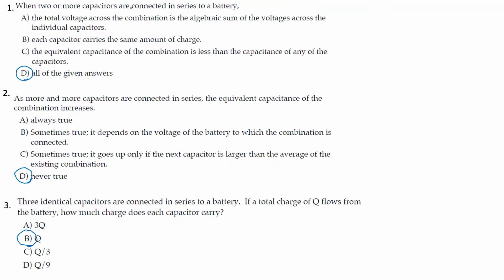When 2 or more capacitors are connected in series to a battery, the total voltage across the combination is the algebraic sum. So it is correct, right? VB was V1 plus V2 plus V3, right? So this is correct. Each capacitor carries the same amount of charge. So that is like the definition, right? All the capacitors, when they're in series, have the same charge.